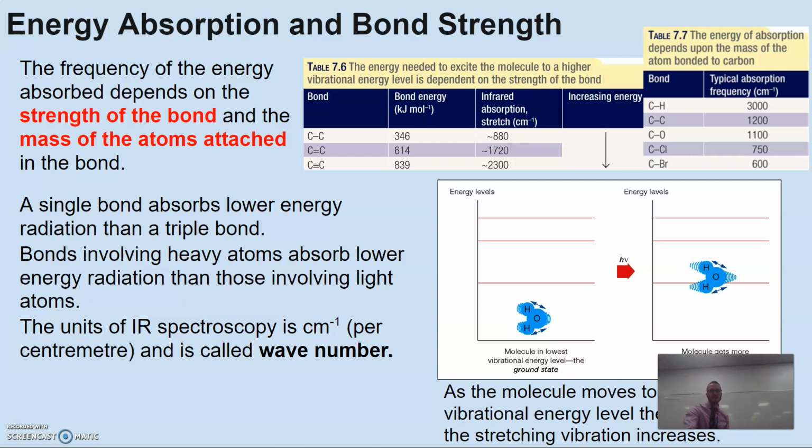So we can see there, carbon to carbon triple bond, 839 kilojoules per mole. It stretches, right? That bond vibrates when the wave number is 2300. So the higher the wave number, the stronger the bond, generally speaking.